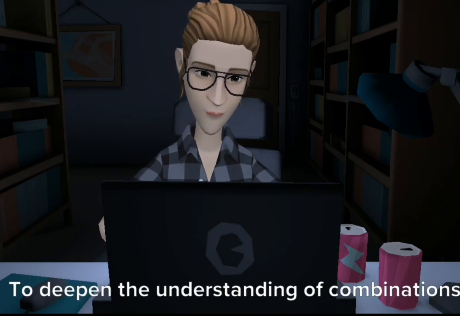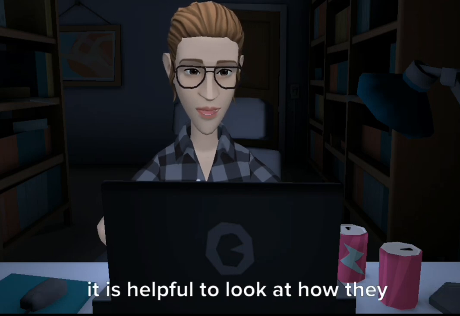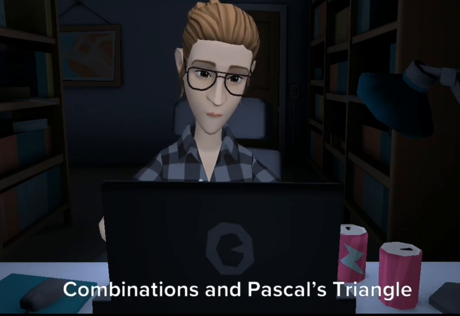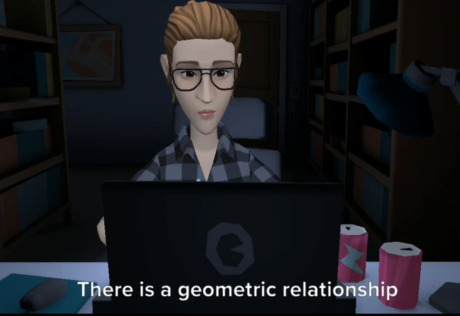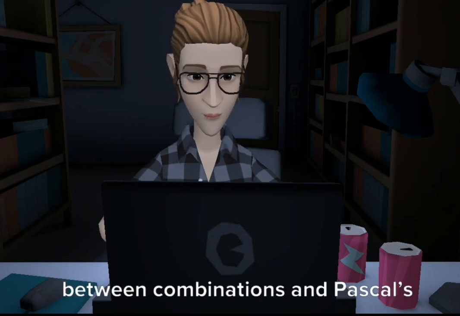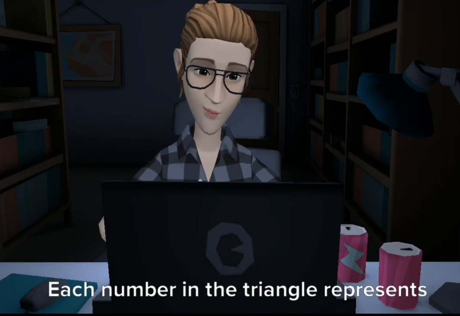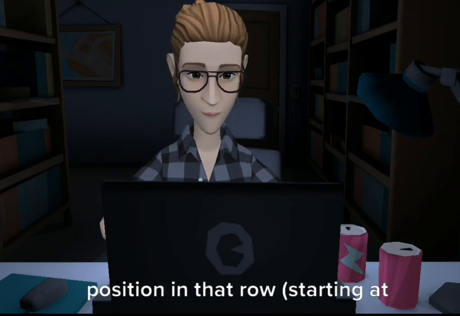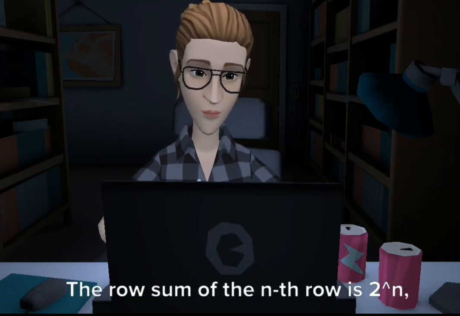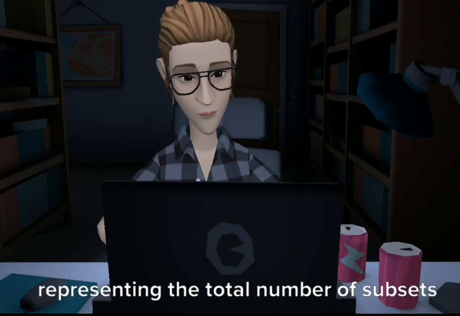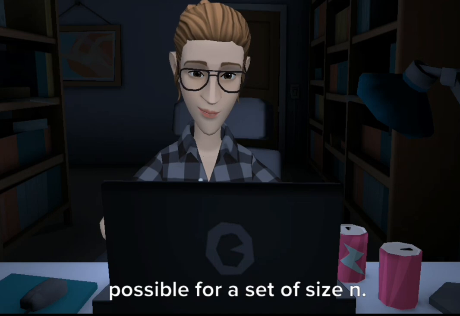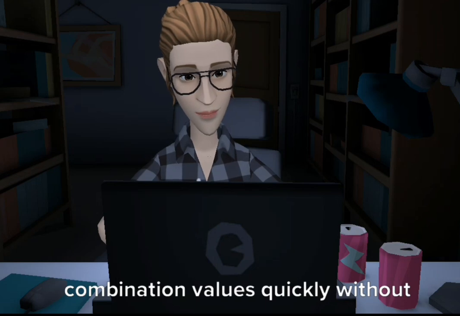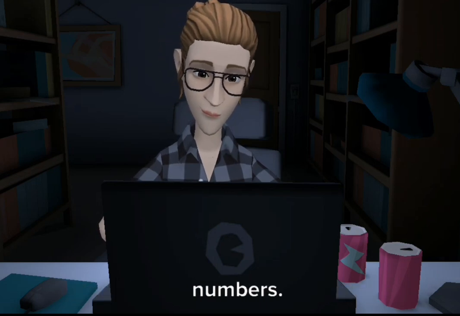To deepen the understanding of combinations, it is helpful to look at how they relate to the binomial theorem and how to handle scenarios where items can be repeated. Combinations and Pascal's triangle. There is a geometric relationship between combinations and Pascal's triangle. Each number in the triangle represents a combination binom{n}{r}, where n is the row number and r is the position in that row, starting at 0. The row sum of the nth row is 2^n, representing the total number of subsets possible for a set of size n. This visual tool allows you to find combination values quickly without using the factorial formula for small numbers.